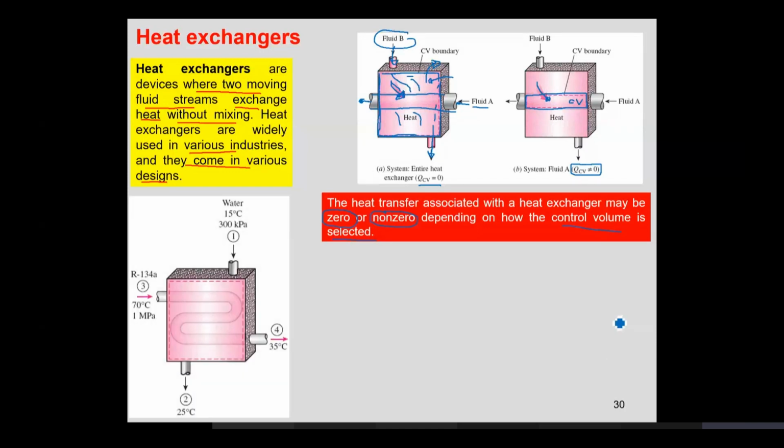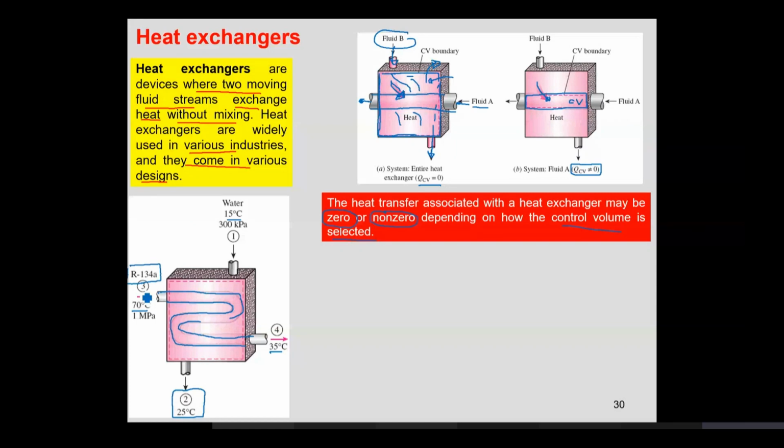Water at some degrees centigrade is entering from inlet 1 and leaving from exit 2 at 25 degrees centigrade. So the water is gaining heat. Similarly, there is another fluid, refrigerant R134a, and this is the pipe. Within this pipe, the refrigerant R134a is flowing at 35 degrees centigrade. That means it is losing heat to the water and cooling itself down as it flows from inlet 3 to exit 4.